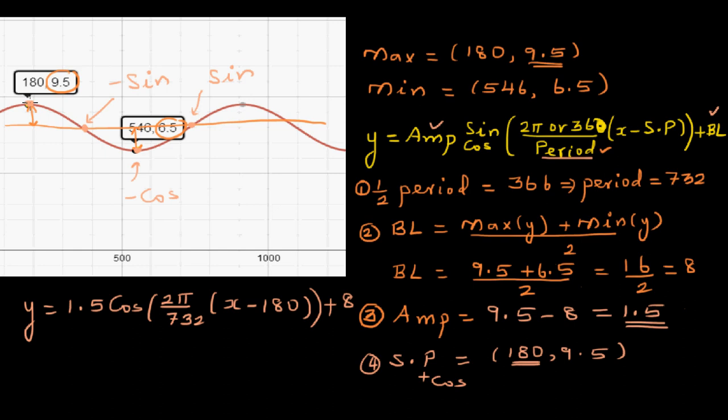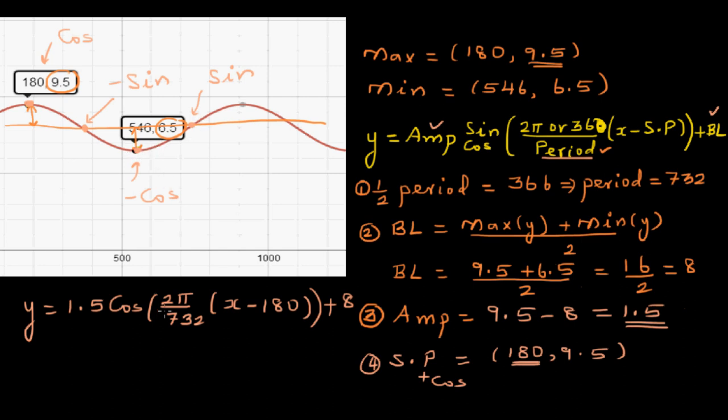From maximum, you'll always go down, it's a positive cos graph, so this point is from a cos graph, and from the minimum you always go up, it's a negative cos graph.